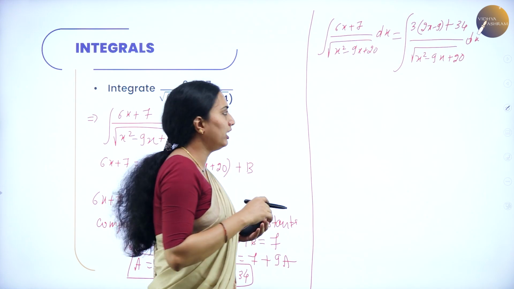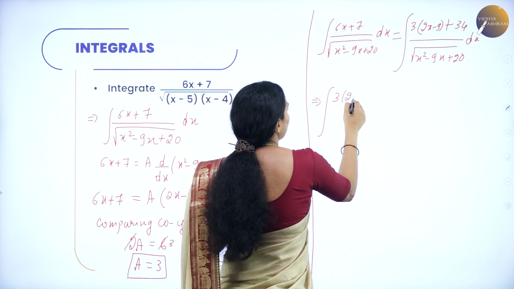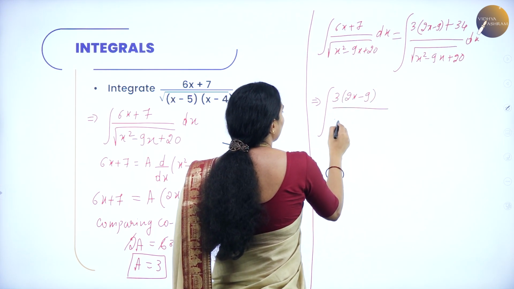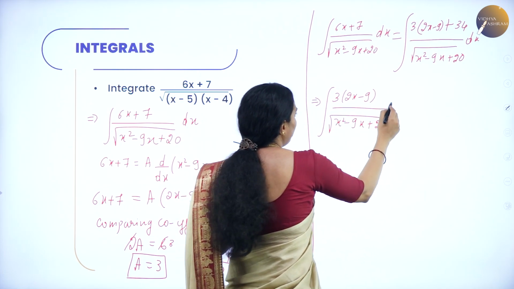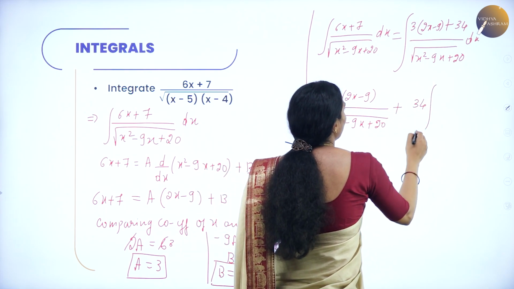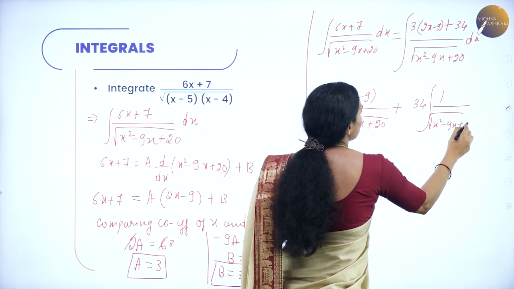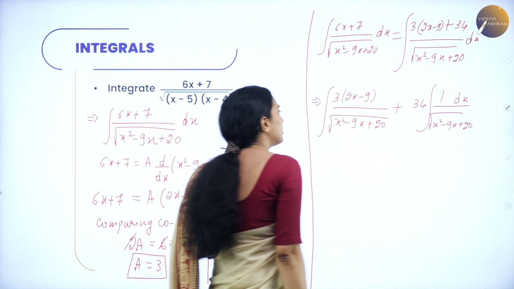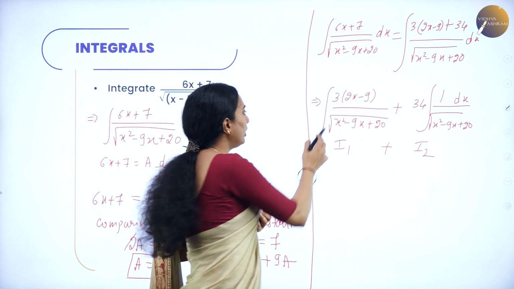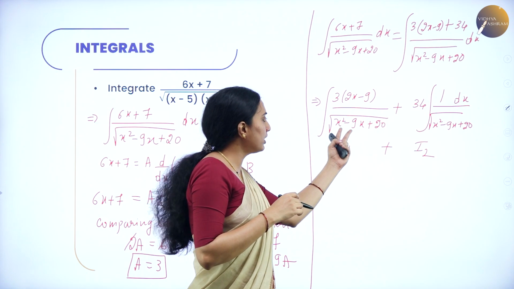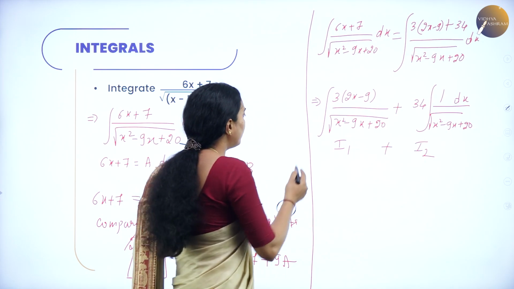Now segregating the integral, you get the integral of 3 into 2x minus 9 divided by under the root of x squared minus 9x plus 20, plus 34, which is a constant, I am going to bring outside the integral, 1 divided by under the root of x squared minus 9x plus 20 dx. Now this is called I1 and this is called I2. Here 3 is a constant, I can remove it outside. Now, differentiating the denominator, as you know, gives 2x minus 9. So I can substitute for I1.